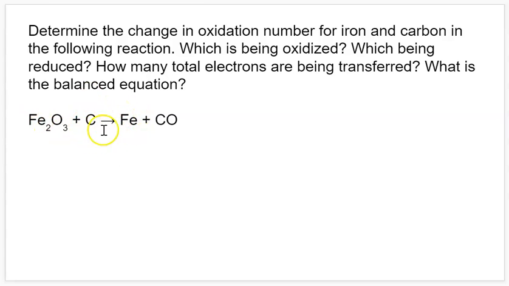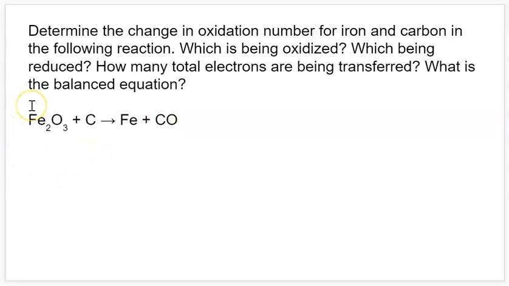And then I have carbon here by itself. So I have carbon as a pure substance, which means that carbon is going to be neutral. And then carbon combines with oxygen to make carbon monoxide. And oxygen is still 2 minus here, which means that the carbon has to be 2 plus in order for this to be neutral.